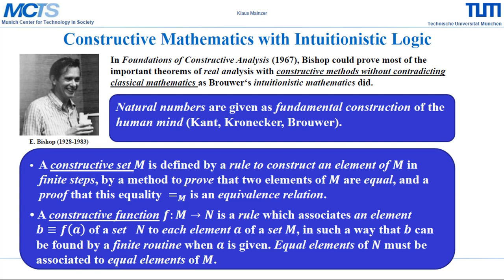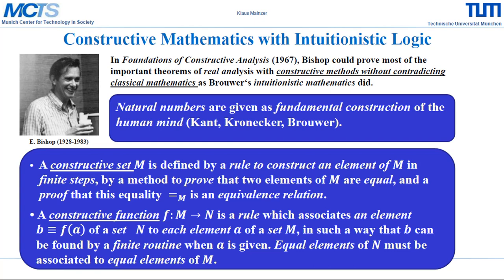In 1967, in his book Foundations of Constructive Analysis, Bishop could prove most of the important theorems of real analysis with constructive methods, again without contradicting classical mathematics, as Brouwer's intuitionistic mathematics did. The difference between Bishop and Lorenzen may be that Lorenzen was a mathematician and a logician, and therefore he preferred the introduction of the constructive concepts by inductively defined terms and formulas. Bishop was a mathematician, and so he used the informal way of a practitioner of mathematics.